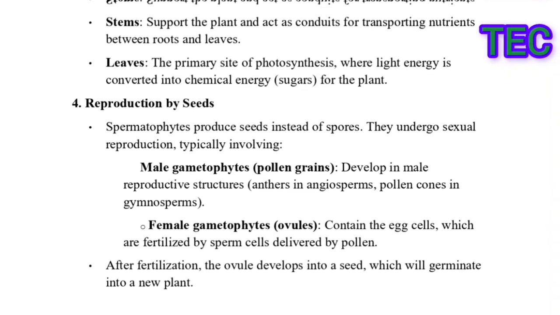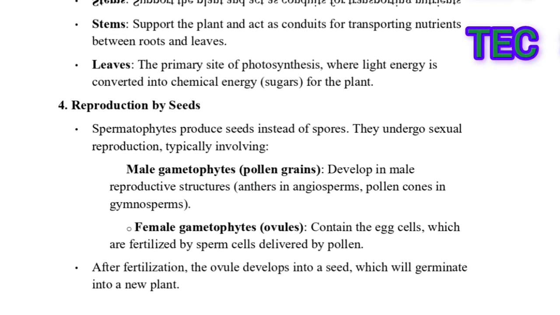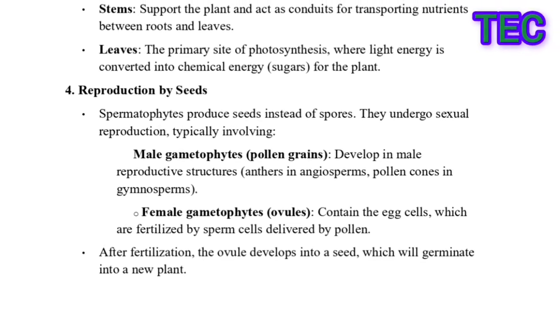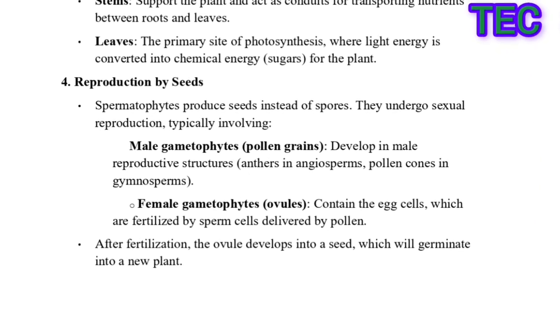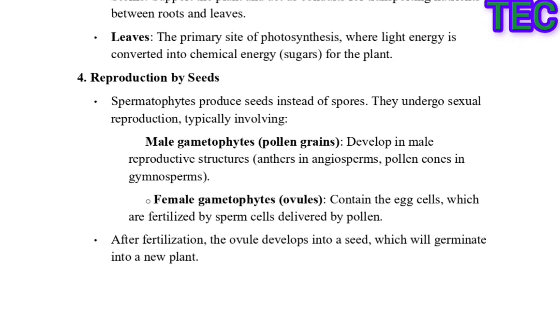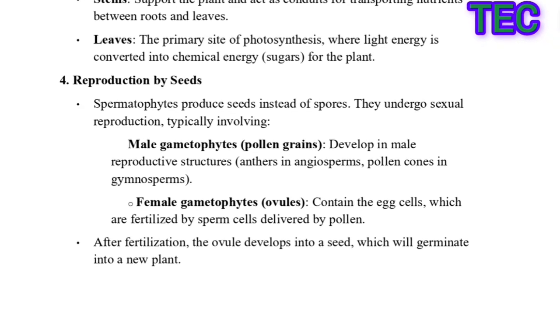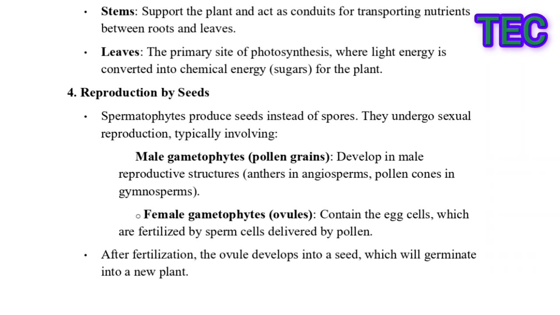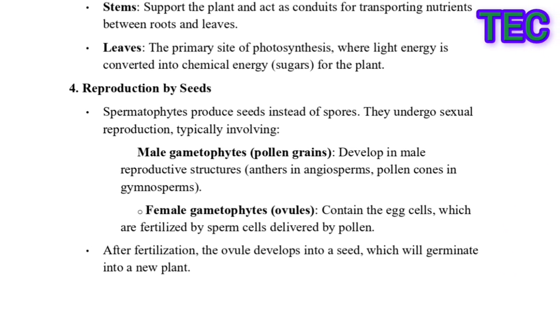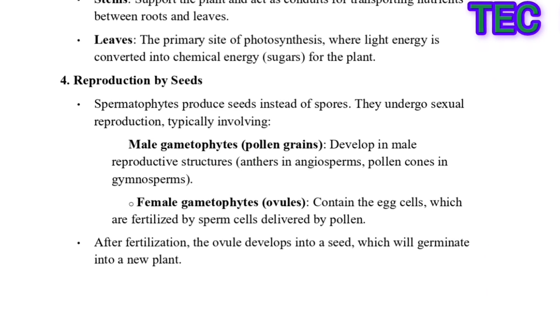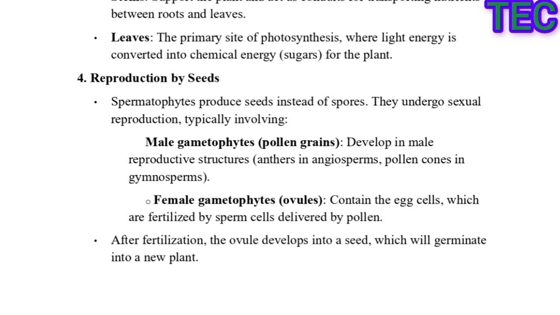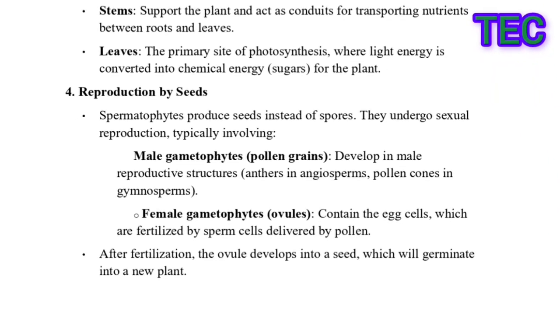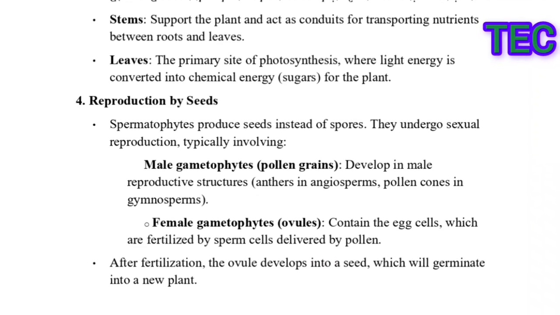Another feature: true roots, stems, and leaves. They have roots which anchor the plant and absorb water and nutrients from the soil. Stems support the plant and act as the conduit for transporting nutrients between roots and leaves. Leaves are the primary site of photosynthesis, where light energy is converted into chemical energy, or sugar, for the plant. The leaves are exposed to the atmosphere for maximum light and for photosynthesis.